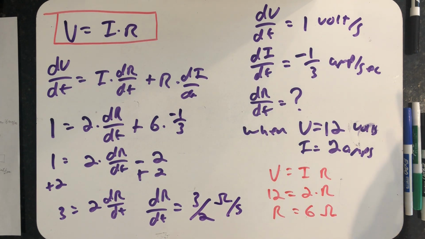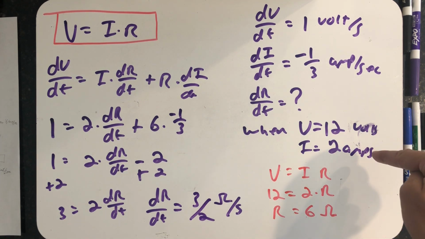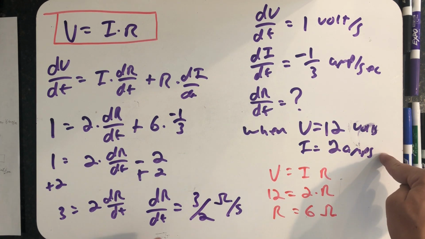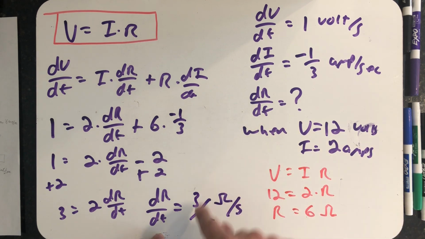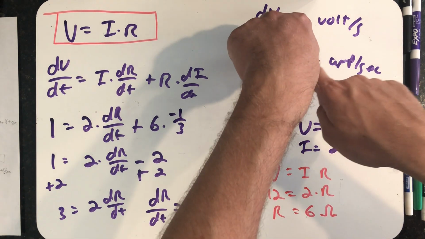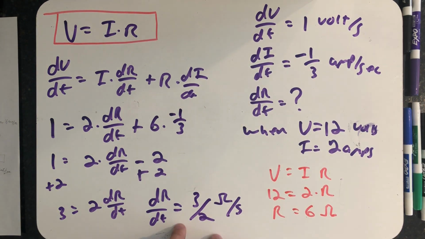Well, I should state a final answer. Instead of writing it, I'm just going to say it out loud. At the moment we're talking about, when the voltage is 12 volts and the current is 2 amps, the resistance is changing at a rate of 3/2 ohms per second. In this problem, positive meant increasing and negative meant decreasing. So more than that, if I was going to state this appropriately, the resistance is increasing at a rate of 3/2 ohms per second.